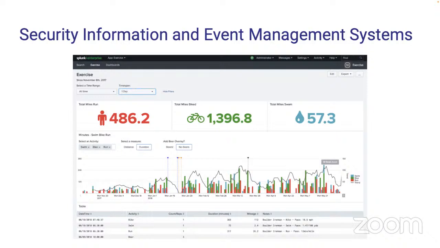Different teams have different capabilities. Splunk is one of the best. It's also expensive, but its capabilities are quite wide and very, very useful.